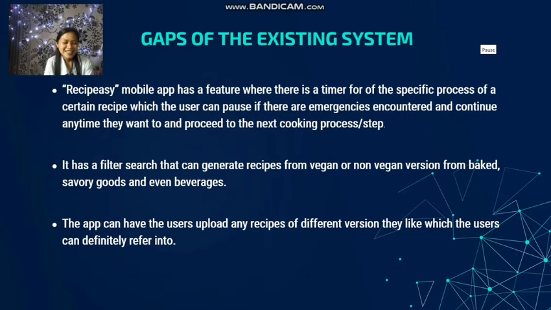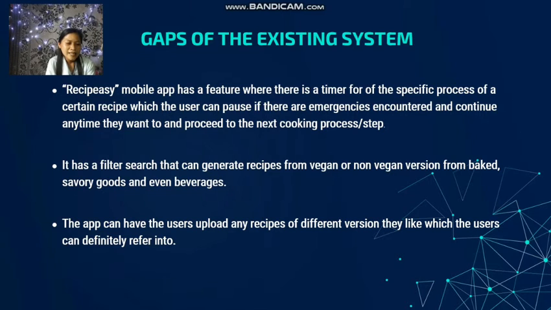Gaps of the existing system. The Recipeasy mobile app has a feature where there is a timer for a specific process of a certain recipe, which the user can pause if there are emergencies encountered and continue anytime they want to, and proceed to the next cooking process or step.